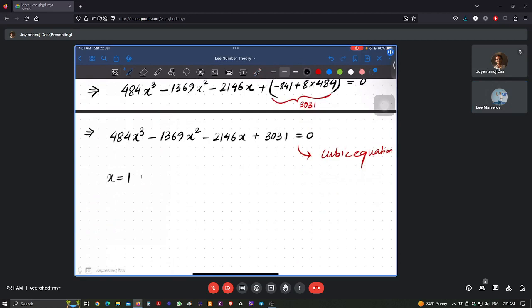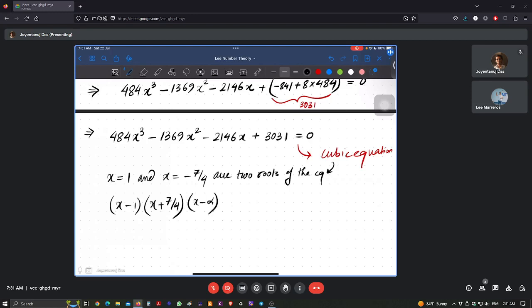So x equals 1 and x equals minus 7/4 are two roots of this equation. Hence we can write x minus 1 and x plus 7/4, times x minus some alpha. We have to find the third root. This is actually equal to this, maybe we can give it a star, the factorization. So we have to find the third one. How will we find the third one? So that is the thing.